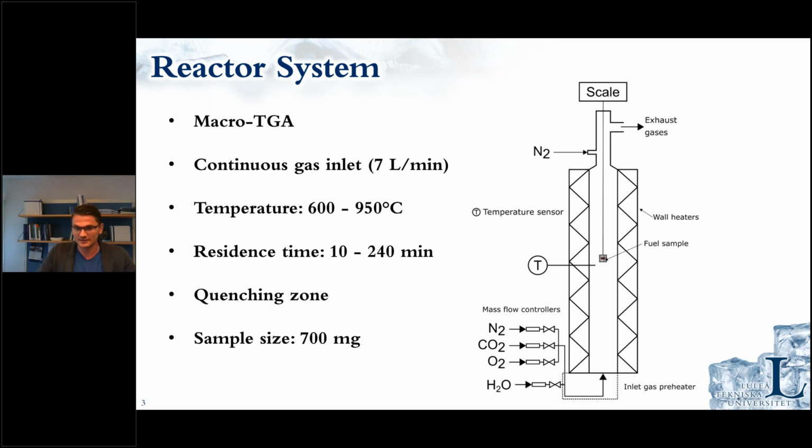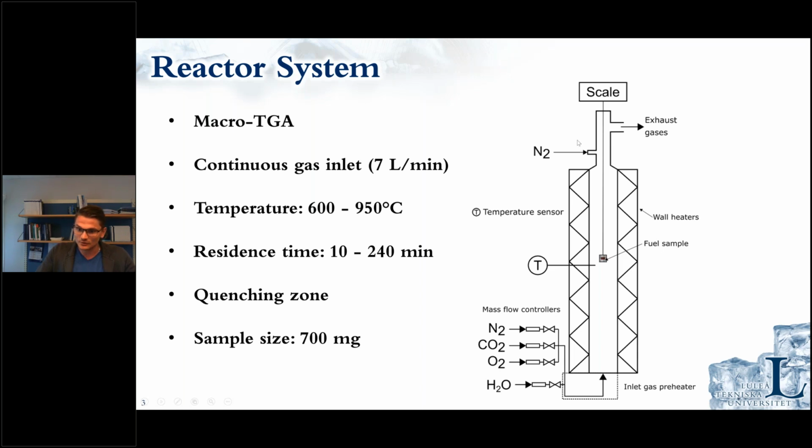It has a continuous gas inlet of 7 liters per minute with a specified gas mixture of nitrogen, CO2, O2, and water. Basically, the water is inserted as liquid water, but it evaporized, and therefore we can assume it's in the gas phase in the reactor. The temperatures we're analyzing are in the range of 600 to 950 degrees Celsius, which is the upper limit of the temperature. The residence time of the particle that you can see in here, which is the fuel sample, is between 10 and 240 minutes.